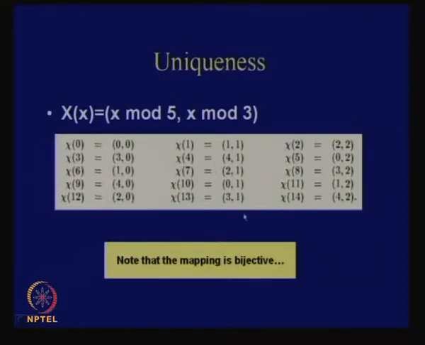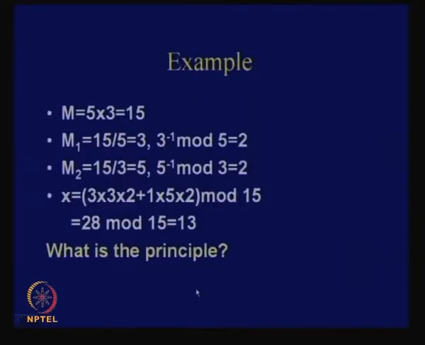So we will try to prove this. We can do it like this: you take 5 and 3 and multiply these two things. This is the modular value 5 and this is the modular value 3, and you multiply them to get 15. Then you obtain m1 by dividing 15 by 5, the first modular value, and you get 3. Since you have factored out 5, 3 and 5 are mutually co-prime, so you can compute 3 inverse mod 5, which is equal to 2.